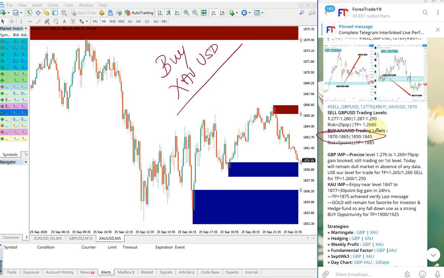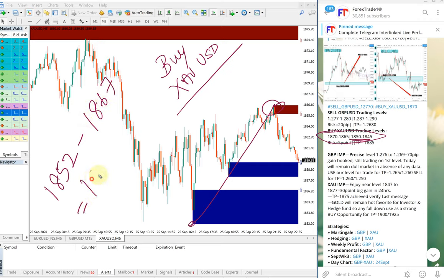This is the entry range given, 1850 to 1845. You can see gold performed from within the range, which is 1852, and moved from here up until here, and let's say exit at 1867, which gives you 15 points gain.